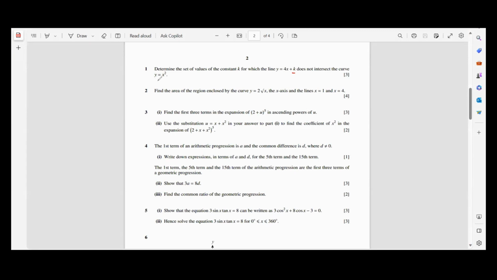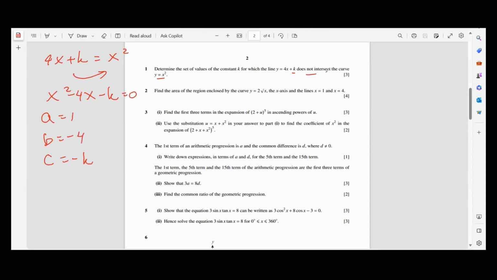So we have to equate these first. 4x plus k equals x squared. And then we have to make it equal to 0, so everything is moved to the right. So x squared minus 4x minus k equals 0. So we get a equals 1, b equals minus 4, c equals minus k.